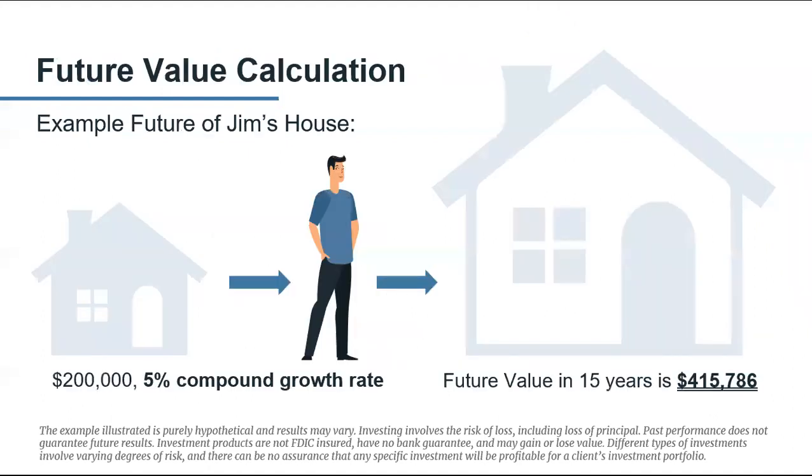So Jim's going to invest $200,000 into a house that's going to grow 5% per year. After 15 years, that $200,000 will be worth $415,786. That's just due to compounding. So that's a future value calculation at 5% over 15 years. That's the ending value.